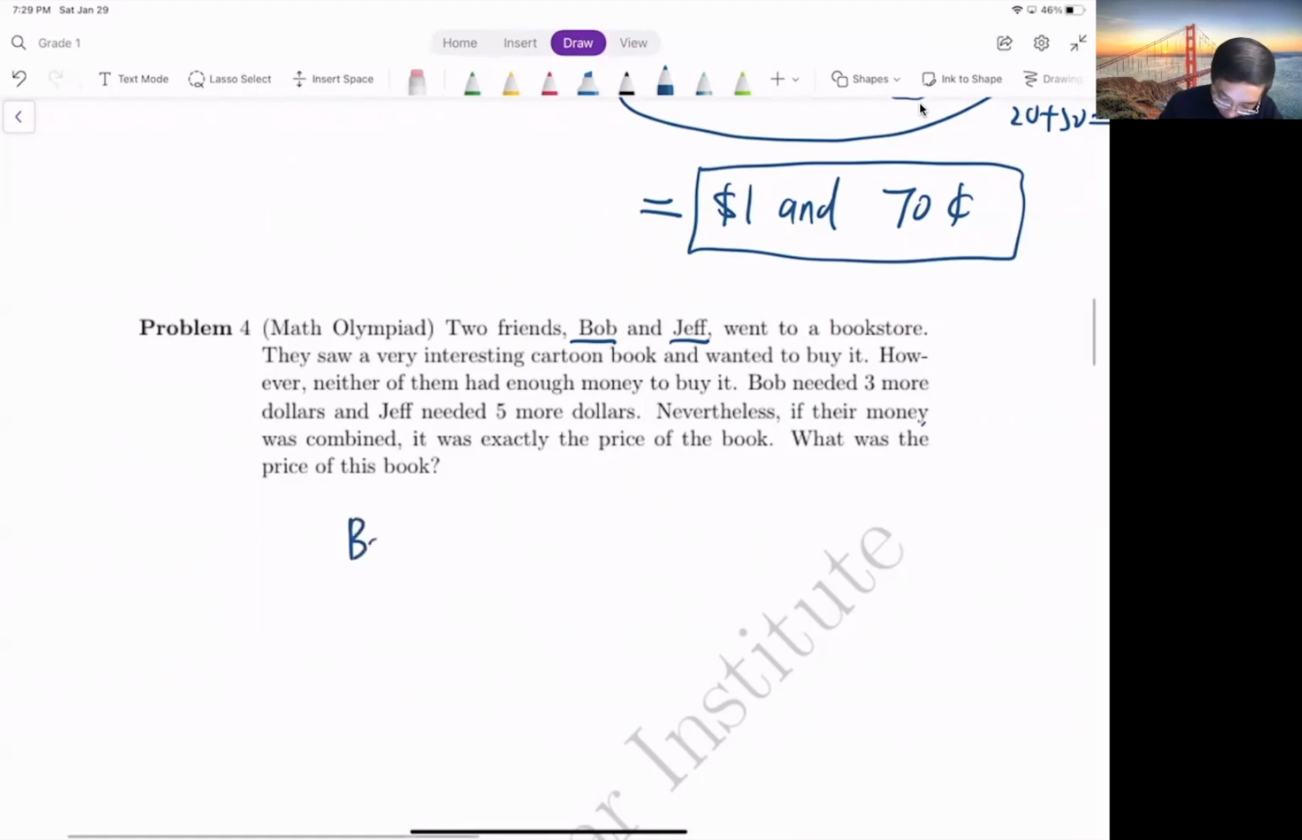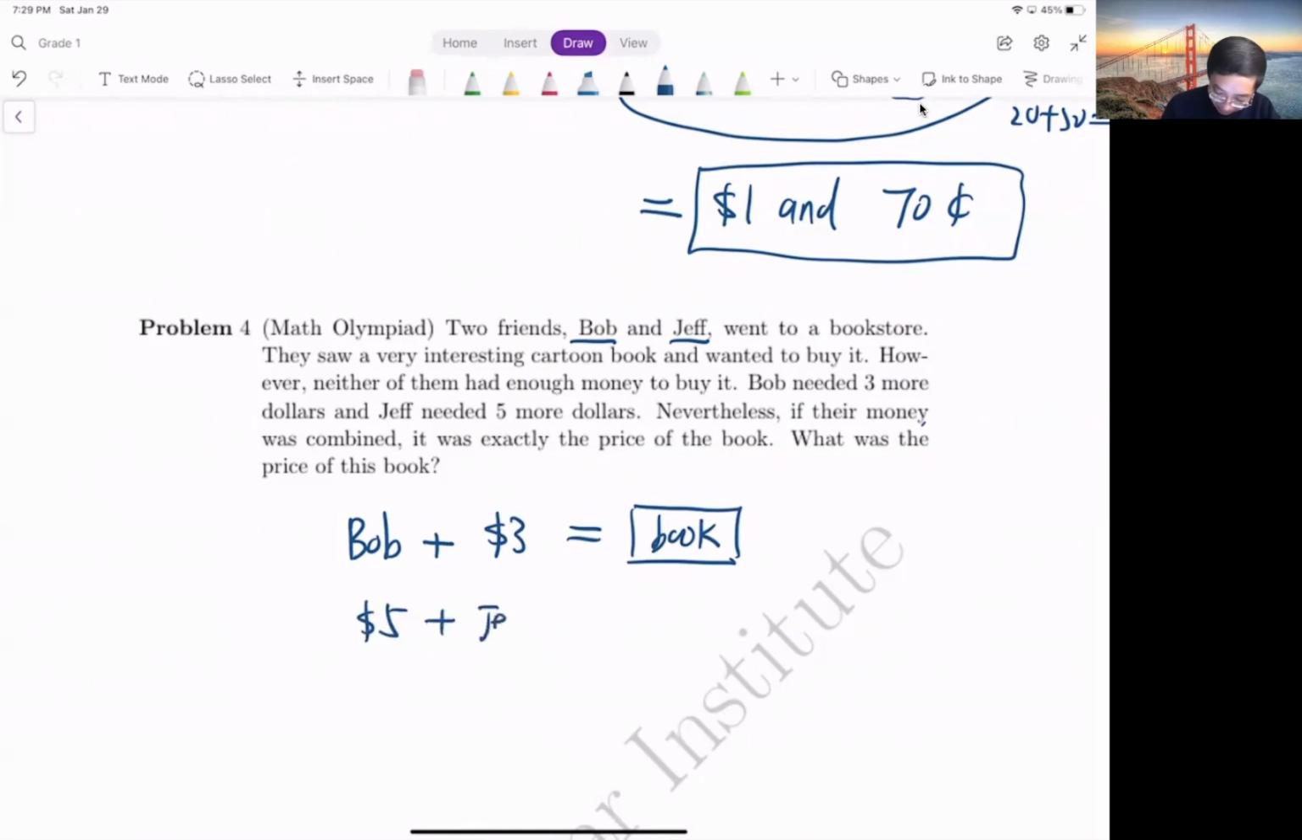So we have Bob. Bob, if you give me $3 more, that's equal to the price of the book, right? So he is able to buy the book. Jeff actually needed $5 more. Jeff has less money, so he needs $5 more. So if you give Jeff $5, he's also able to buy the book, the same book, right?